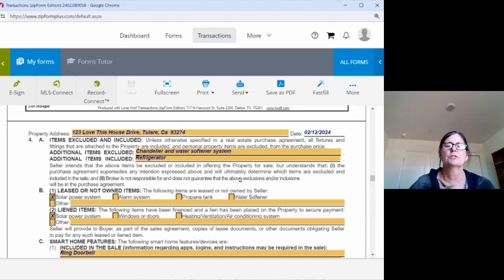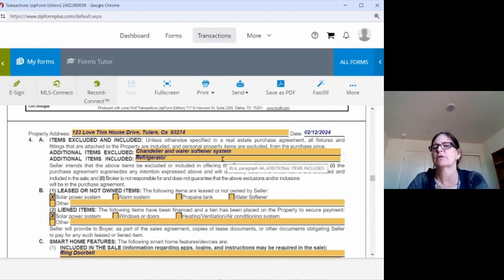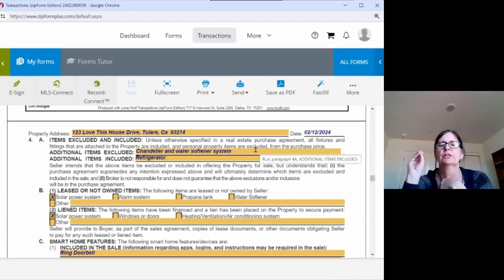So then we come to section 4, which is items excluded and included. In this particular case, they are going to exclude the chandelier and the water softener system. So when Taylor sells her house, she is going to take the chandelier with her and she's going to take the water softener system, but she's going to leave the refrigerator. So what's important about these two things?